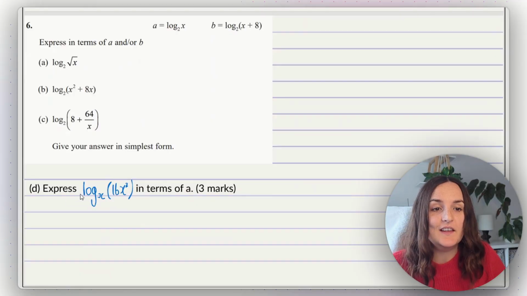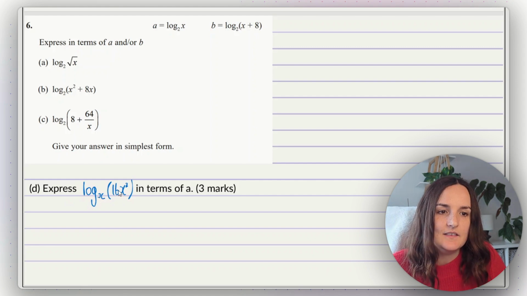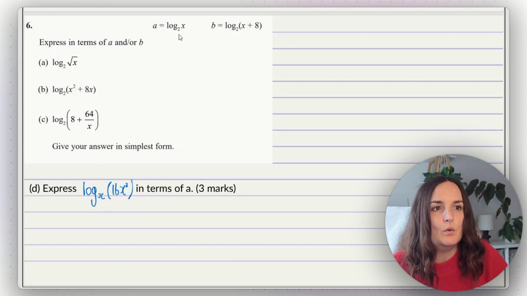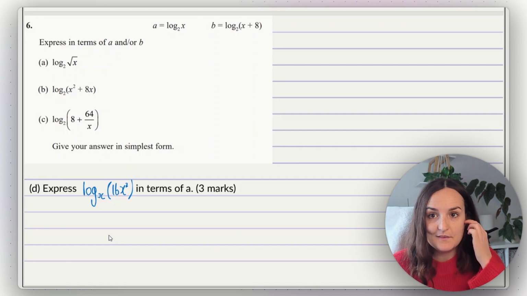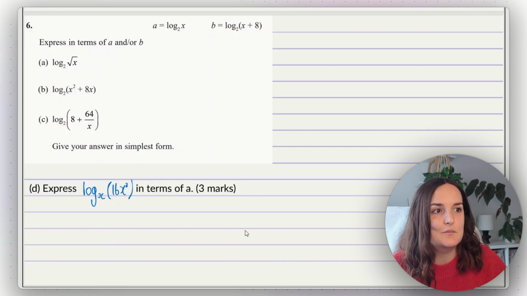Okay, so now it's time for the hardest bonus question, the one you've probably forgotten. We have got to express log base x of 16x squared in terms of a. So this is difficult because now we've got something that isn't in base 2. All of these were in base 2, so it made it quite nice and easy. And the thing that you might have forgotten is the change of base formula.